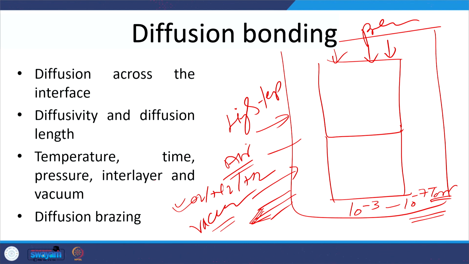So, temperature is one parameter, because it decides how fast the diffusion will be taking place across the interface, because that affects the diffusivity and diffusion coefficient. And since diffusion is a temperature and time based phenomenon, the longer the time given, the greater will be the diffusion across the interface and the better will be the bond. So, time is another process parameter. Then the pressure is the third one.